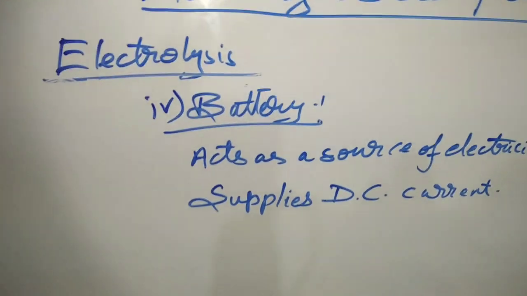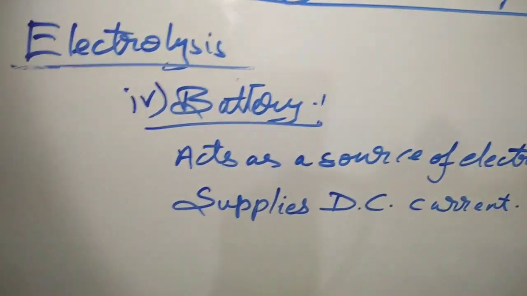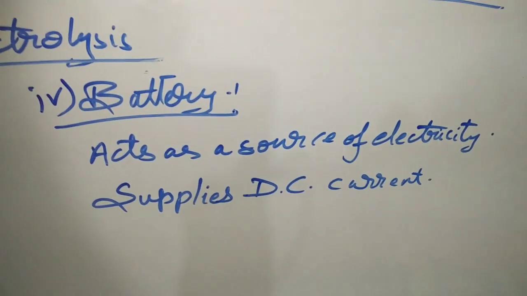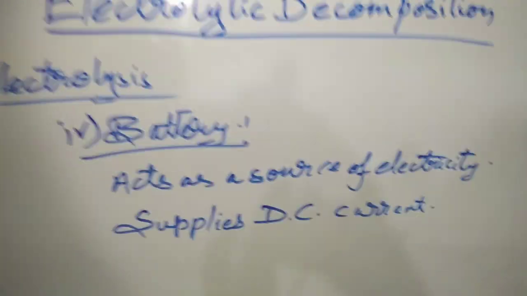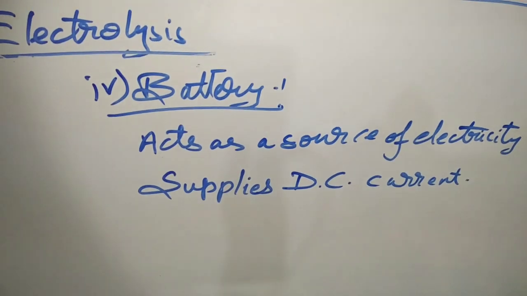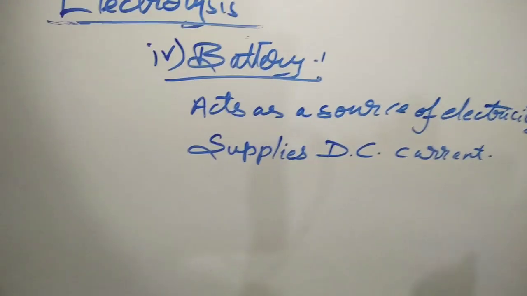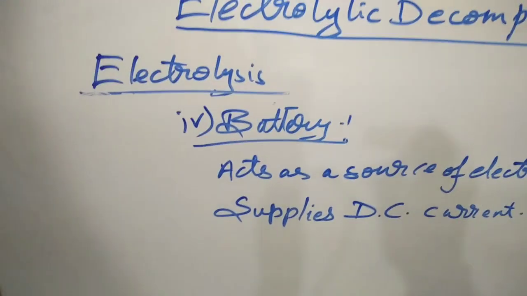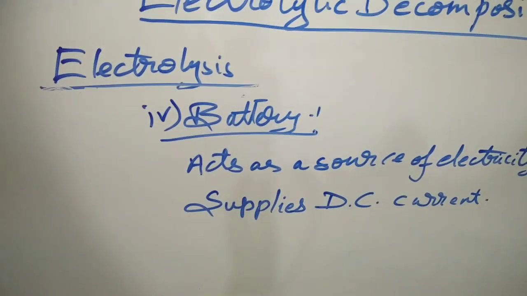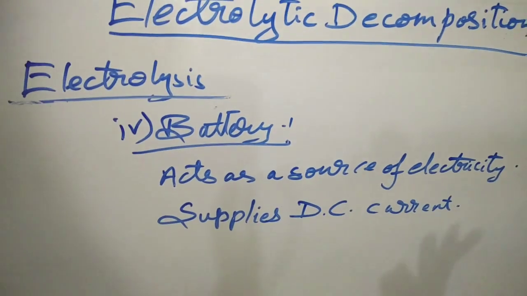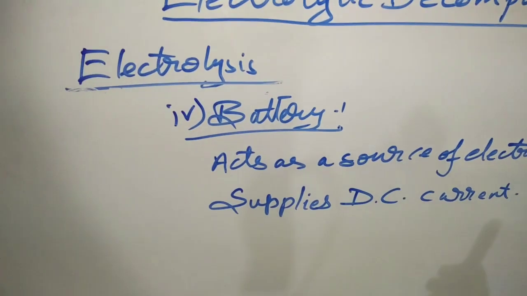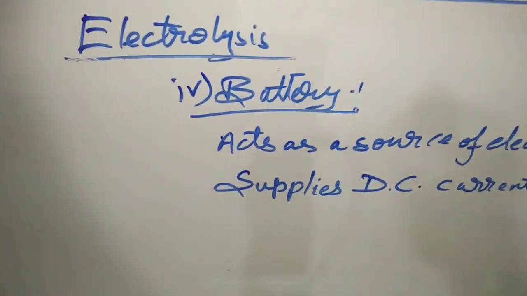Now here is our last component, that is the battery. It acts as a source of electricity. Without a battery, the electrolysis reaction can't be carried out, and it supplies DC current. Okay students, understand the four major components used to carry out electrolysis. First is the electrolytic cell, then the electrolyte solution, then the electrodes, and last the battery. Now let's move on and see how electrolysis is carried out with examples.